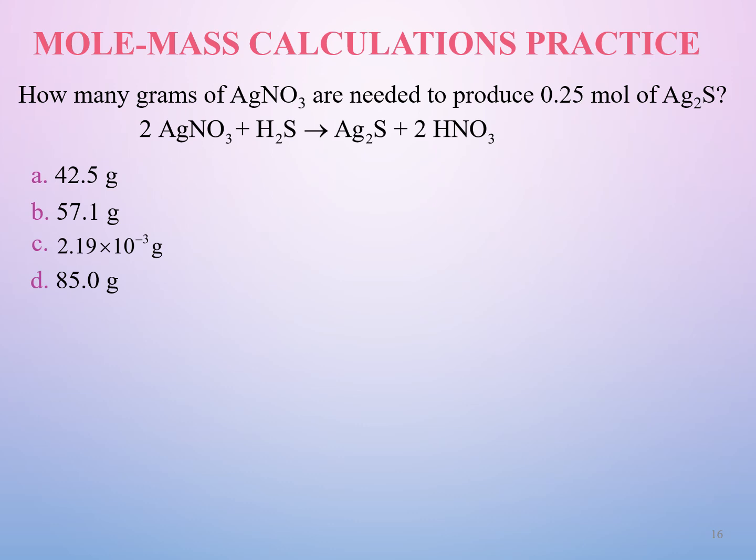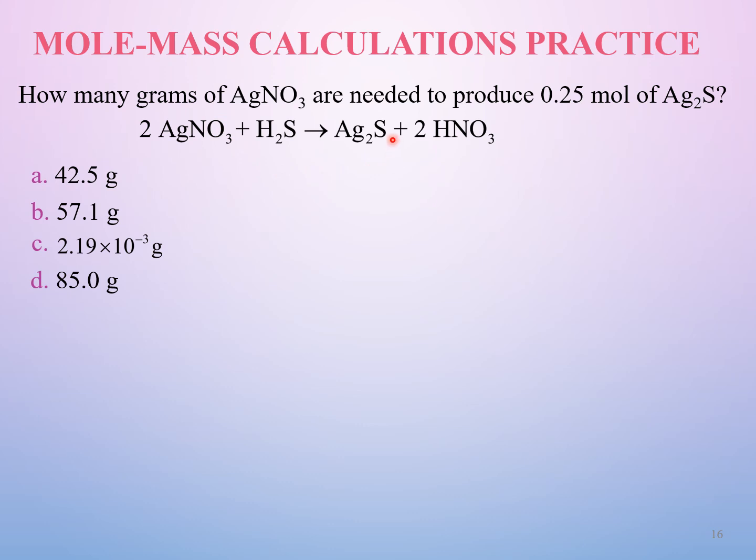Here's another question. How many grams of AgNO3, silver nitrate, are needed to produce 0.25 moles of Ag2S, which is silver sulfide? And here's our balanced equation: 2AgNO3 plus H2S gives you Ag2S plus 2HNO3. So the mole ratio that we're concerned with is between Ag2S and AgNO3.